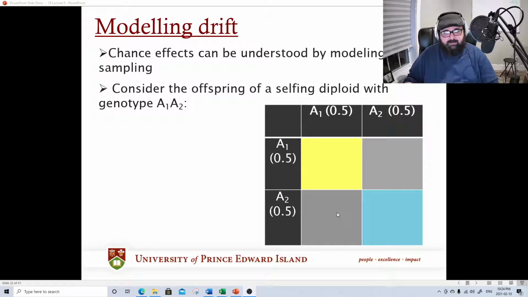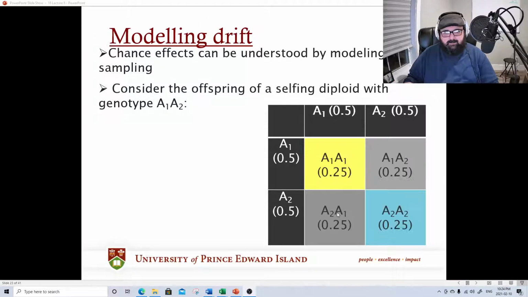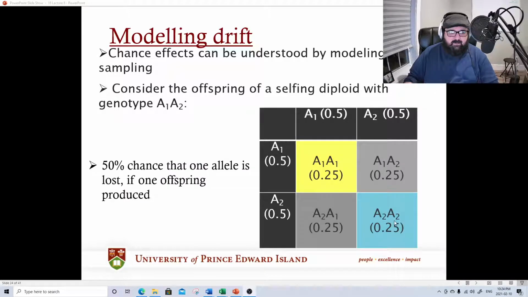Okay, here we're just going to model some genetic sampling. So the chance of getting any one of these four outcomes is 25%, which means that the chance that one allele is lost, either A1 or A2, is 50% if only one offspring is produced. So if these guys only made one offspring, then if the offspring is this offspring or this offspring, they're going to lose one allele. That's how drift works.